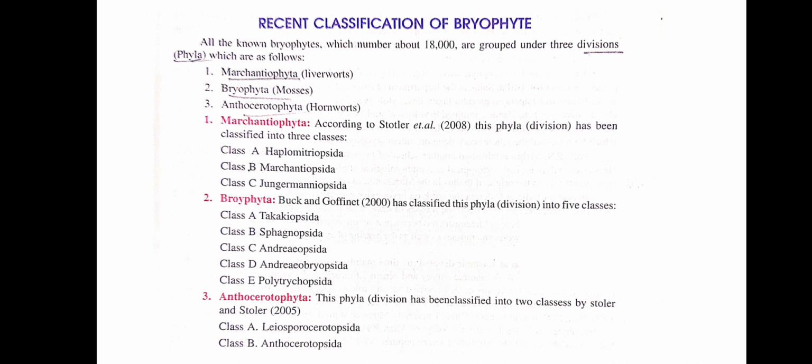Then this is the recent classification of bryophytes, where all bryophytes are grouped under three divisions. One is Marchantiophyta, one is Bryophyta, and the third is Anthocerotophyta. Marchantiophyta are known as liverworts, Bryophyta as mosses, and Anthocerotophyta as hornworts. Again, these divisions are classified into many classes. So it is the recent classification followed by many eminent bryologists.